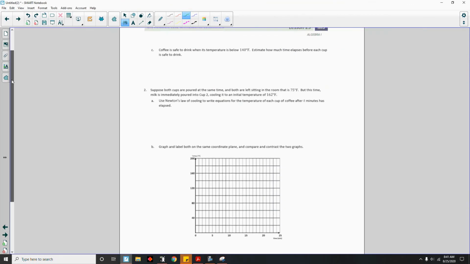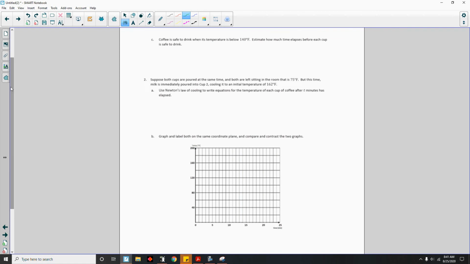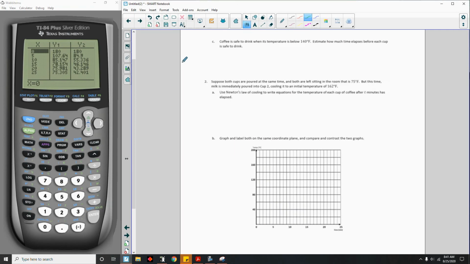Okay, page 3 brings us to part C, and it says coffee is safe to drink when its temperature is below 140 degrees. Estimate how much time elapses before each cup is safe to drink. Okay, so once we have this in our calculator, what we want to do is see when it's around 140. So obviously, each cup is going to be different because the cooler temperature coffee, the one that was left outdoors at 42 degrees, will cool quicker. It'll be safer to drink sooner than the coffee that's in the room that was at 75 degrees.